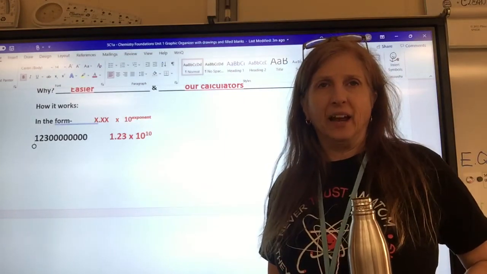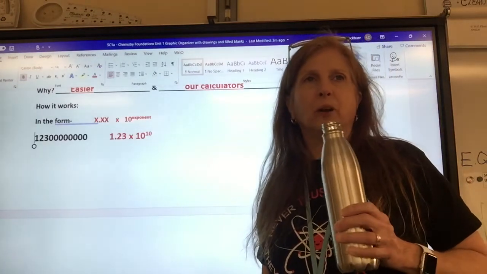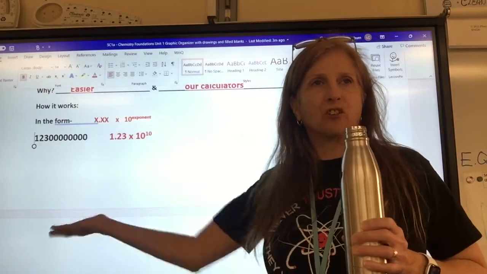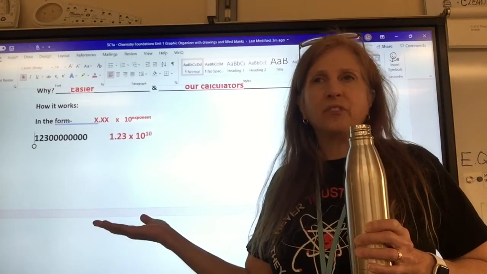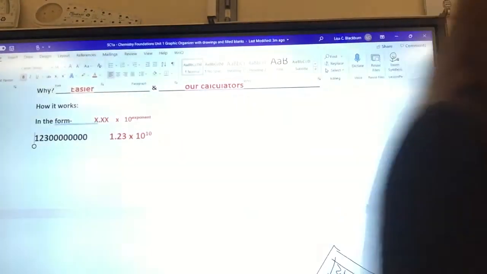How do we feel about that? You should have learned this already in algebra. I teach this in Algebra 1 when I teach Algebra 1. Did you learn it in Algebra 1? Some of you are saying yes, some of you are saying no. If you didn't, that's okay. Today's a great day to learn it.